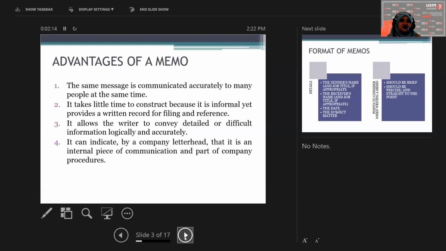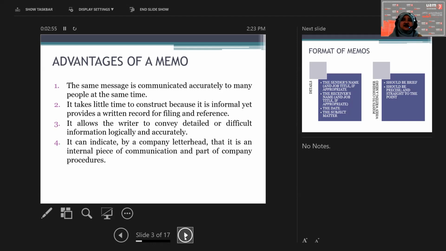So people are used to the word memos, and we talk about memos in workplace situations. Now, a memo is a simplified version of information that is usually written to be delivered from one department to another within the same organization. Within the same organization. That's the purpose of a memo. And the same message can be communicated accurately to many people at the same time.